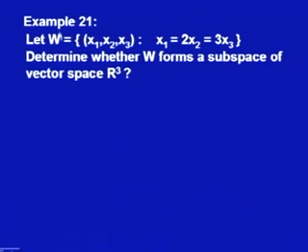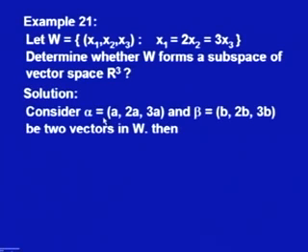In the next example, W is equal to (x1, x2, x3), but the constraint is now different. x1 is equal to 2x2 is equal to 3x3. We have to check whether it forms a subspace of R3 or not. The solution is on the same lines.